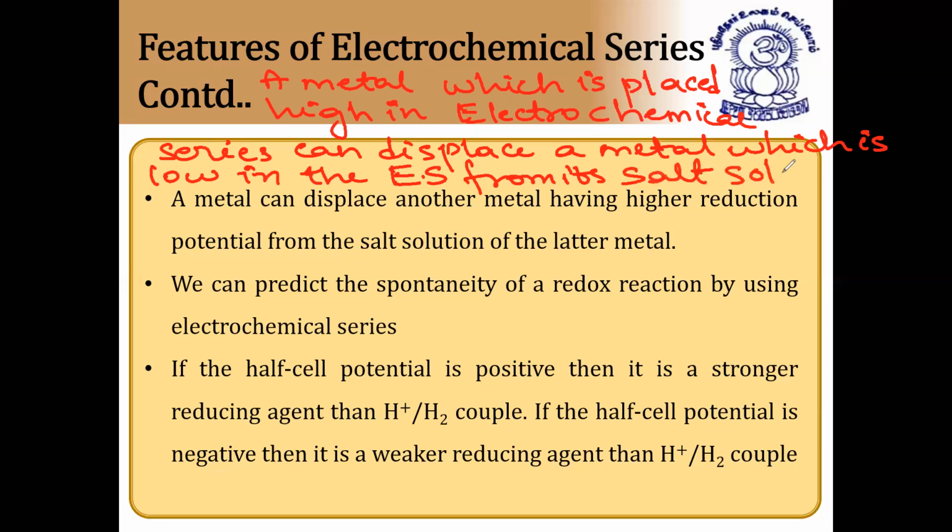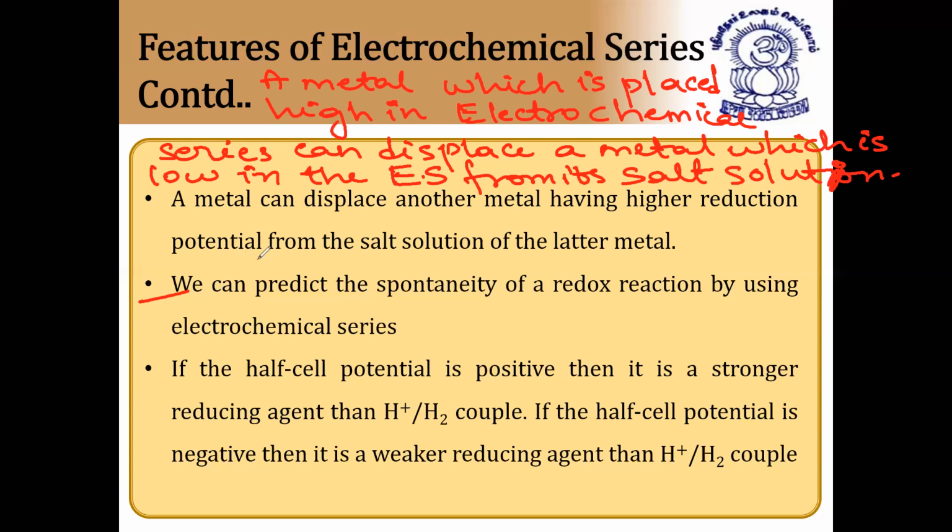So zinc can displace copper from copper sulfate solution, but copper cannot displace zinc from zinc sulfate solution. This is very, very important. So a metal can displace another metal having higher reduction potential from the salt solution of the latter metal. And we can predict the spontaneity of a redox reaction by using the electrochemical series, because spontaneous means the reaction is taking place. Like in the previous example, ZnSO4 plus Cu gives us CuSO4 plus Zn. That is the one which is not feasible, that is non-spontaneous. So we can predict the spontaneity of a redox reaction by using the electrochemical series.